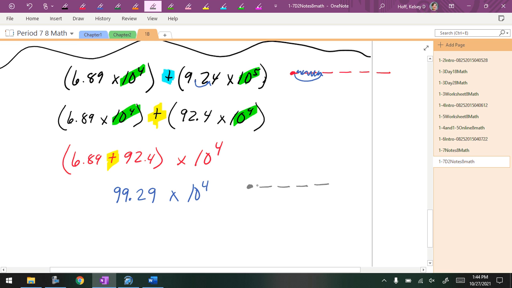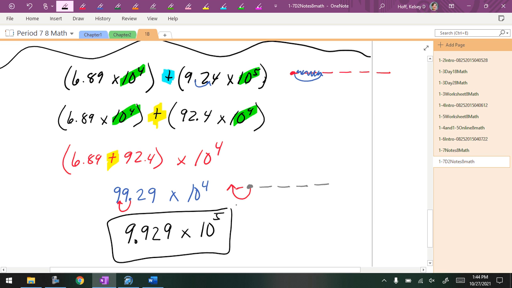Right now I have a 10 to the 4th. To get my 99, I really only want one number in front of there, so I'm going to move my decimal to the left. That open swoop causes another dash. So I end up with 9.929 times 10 to the 5th power. Adding and subtracting, make sure you match your exponents before you add or subtract.